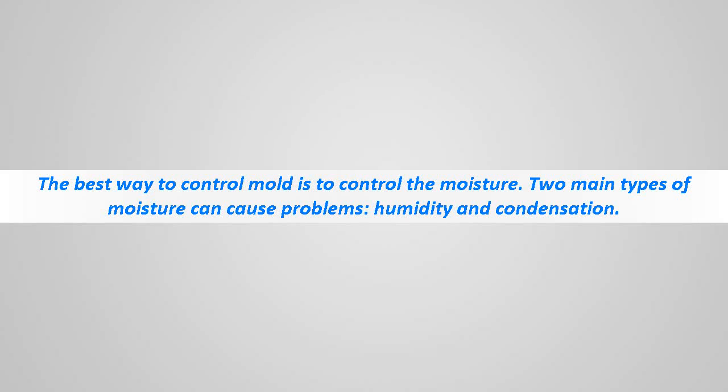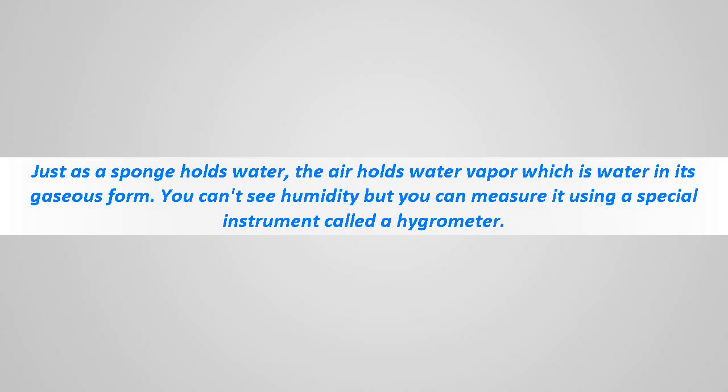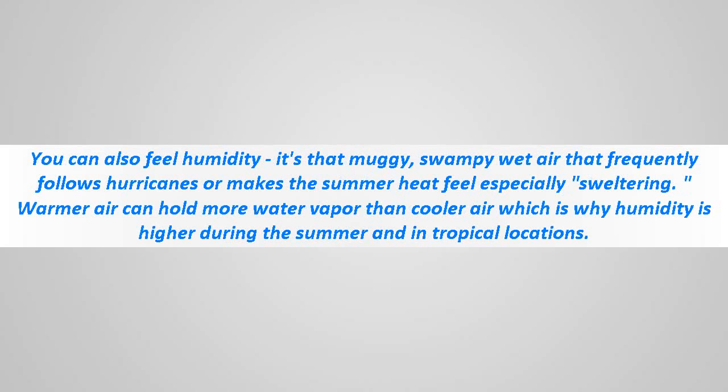Two main types of moisture can cause problems: humidity and condensation. These two moisture issues are related. Humidity is water vapor in the air. Just as a sponge holds water, the air holds water vapor, which is water in its gaseous form. You can't see humidity, but you can measure it using a special instrument called a hygrometer. You can also feel humidity. It's that muggy, swampy wet air that frequently follows hurricanes or makes the summer heat feel especially sweltering.